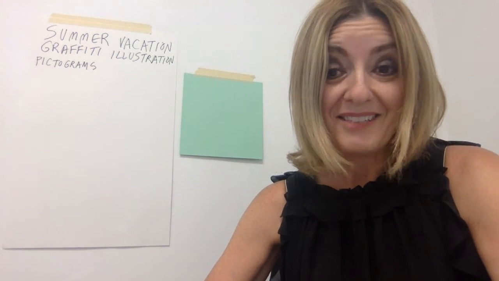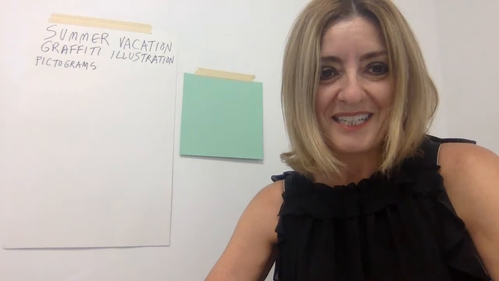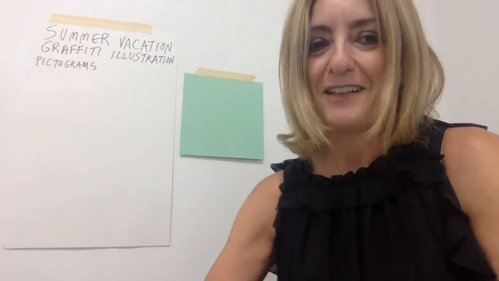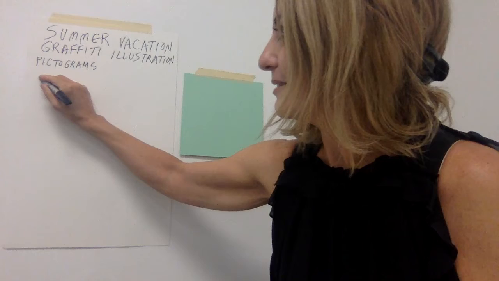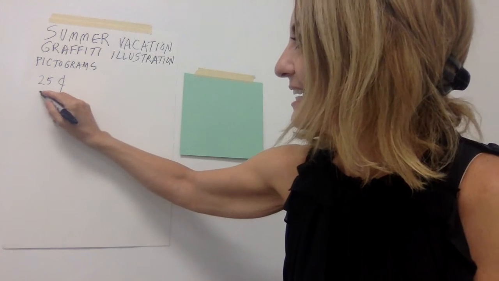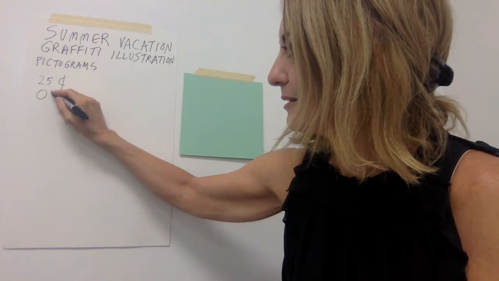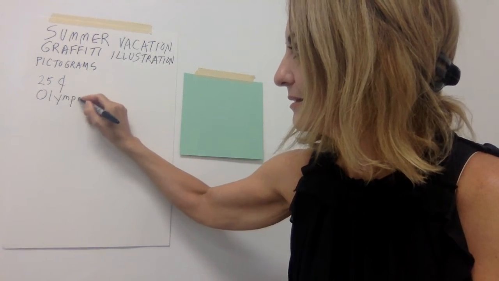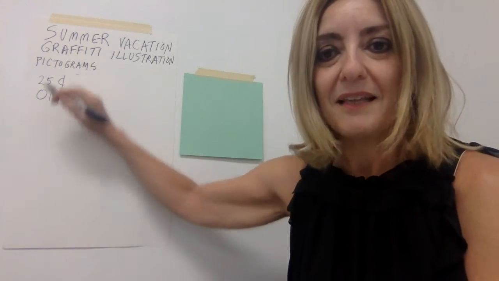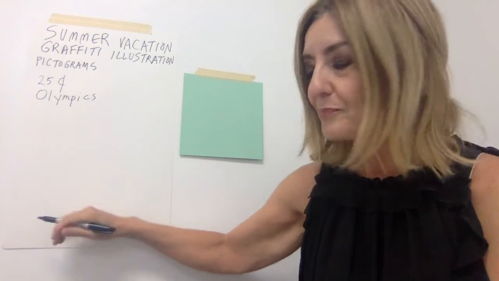So anyways, I was in the 8th grade. So maybe I can put some of those things in my pictogram if I felt like it. So I could say 25 cents. So there's a quarter. Can you see that? I can say Olympics. You see what I mean? And then I'm writing down a list of things that I want to draw.